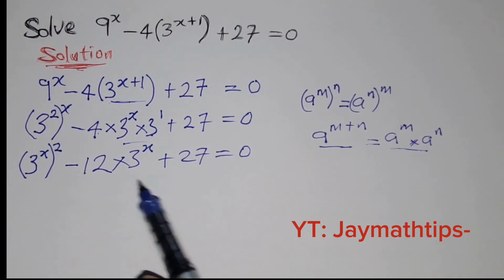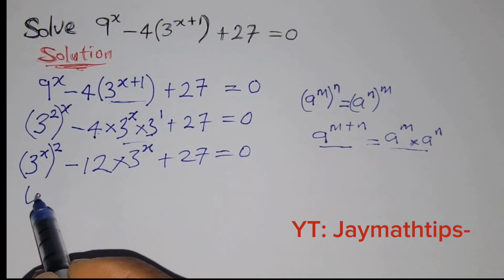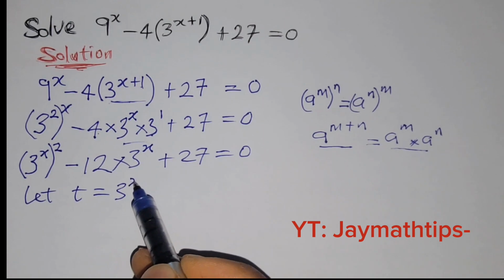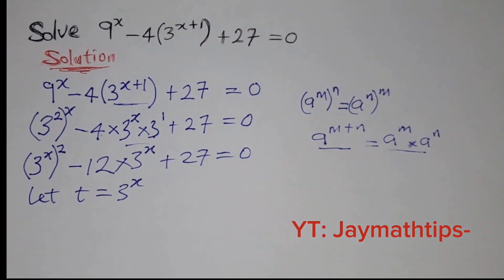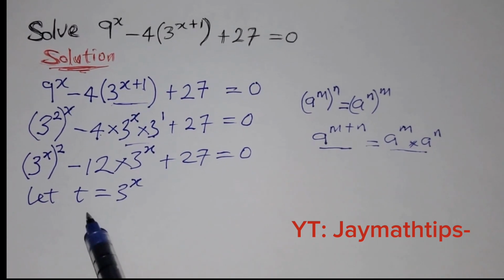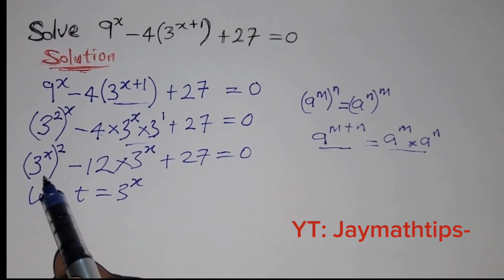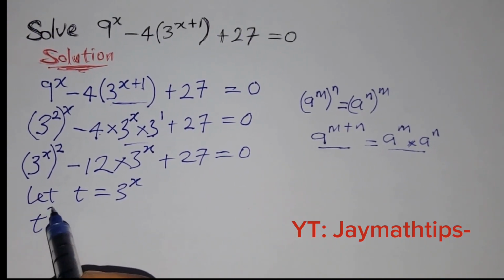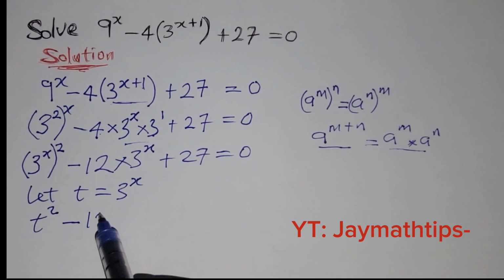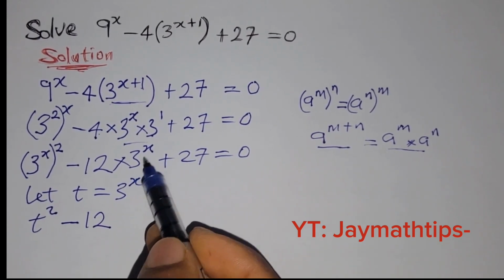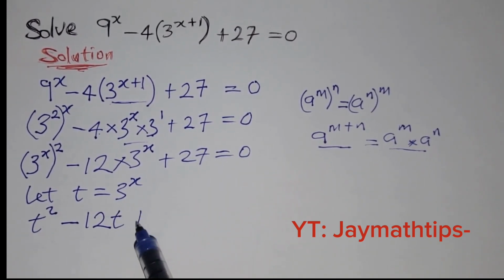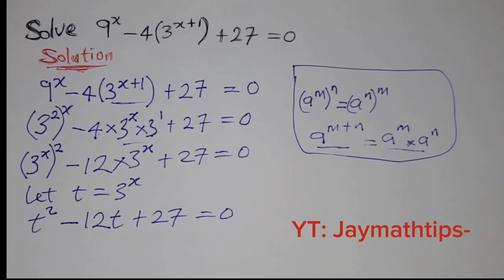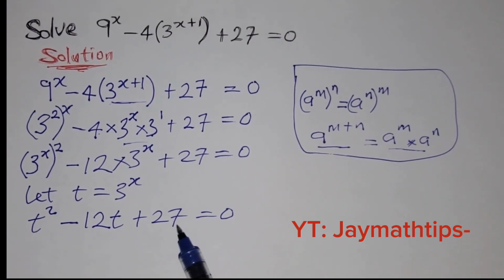So in order to solve this, we are going to let t be equal to 3 raised to power x. When this happens, anywhere we see 3 raised to power x, we are going to put t. So here we have t squared minus 12t plus 27 all equal to 0. As you can see, we have here a quadratic equation.